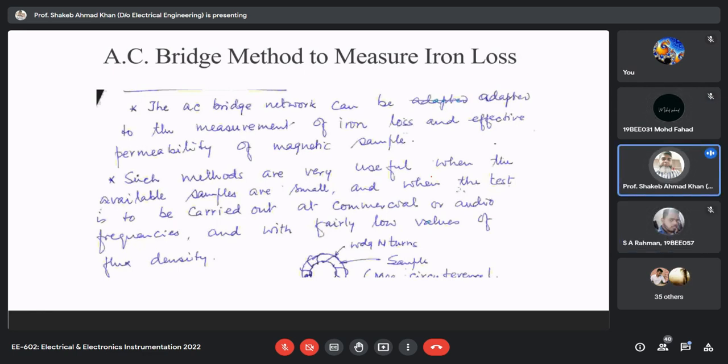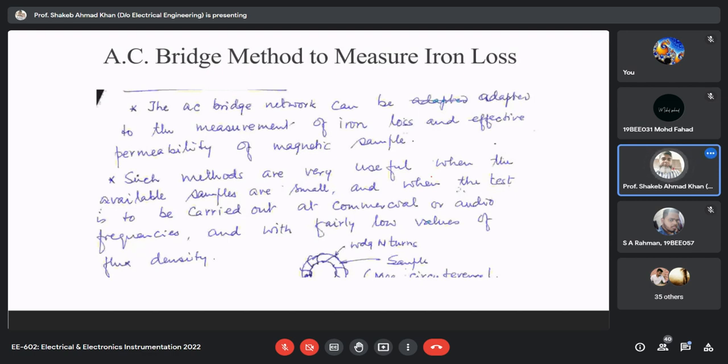Yes, sir. Now another method is the AC bridge method for measurement of iron loss. The open circuit test is basically the wattmeter method, and it is performed on a bulk sample. But many times you'll find, when you are working at very high frequency, ferrite cores are used, and basically they are not available in bulk form.